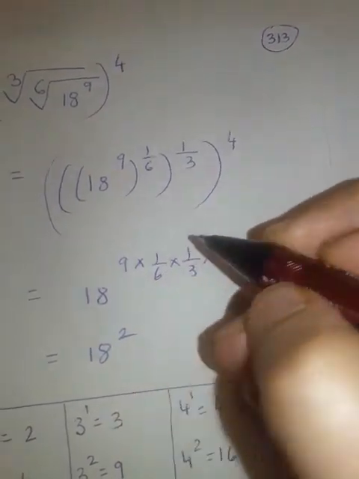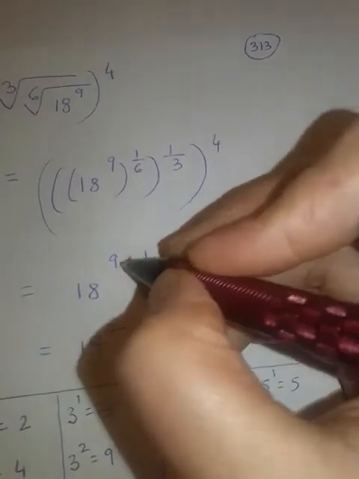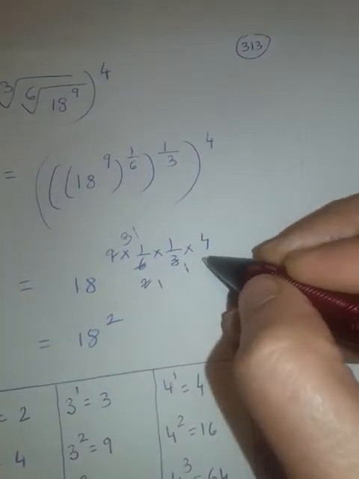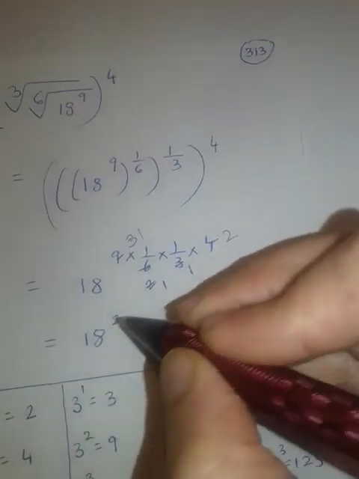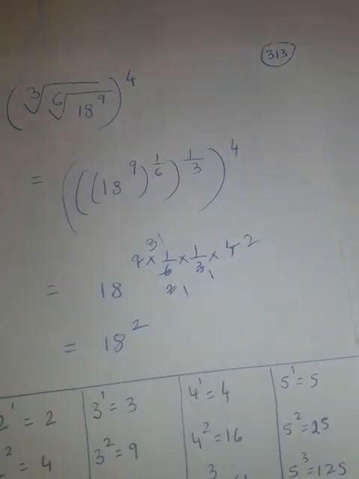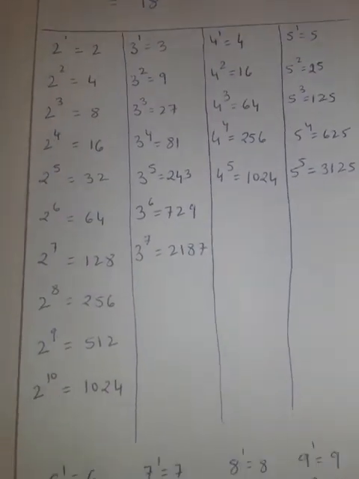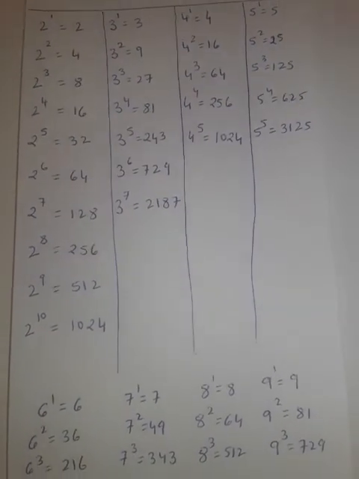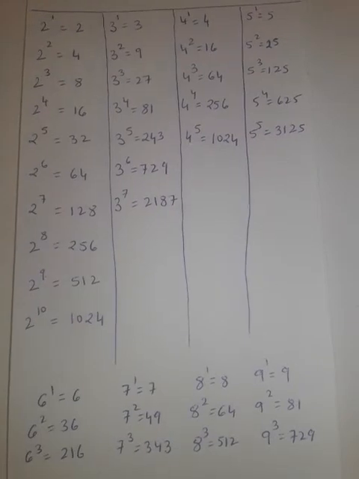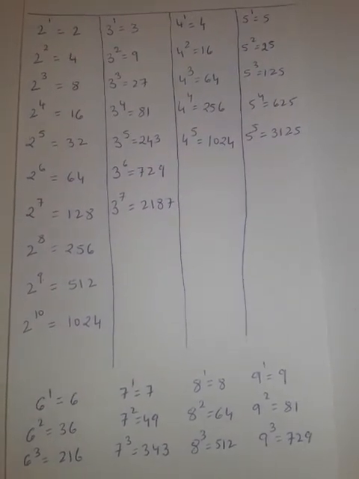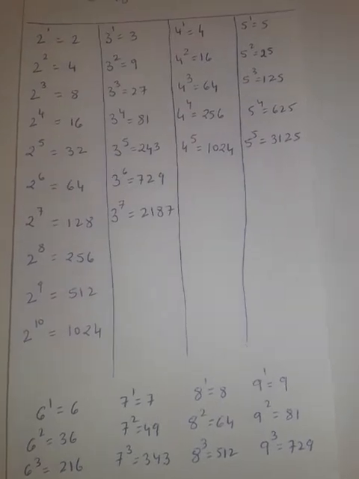So 6, this is 3 1s are, 3 3s are, 3 1s are, 3 2s are, 2 1s and 2 2s are. So this is 18 square. Now the chart that I mentioned is this. You can pause the video and copy this chart. This is a very important chart. See what I have given you here.